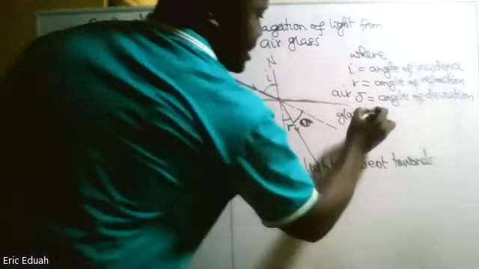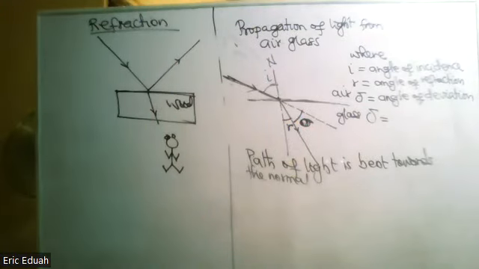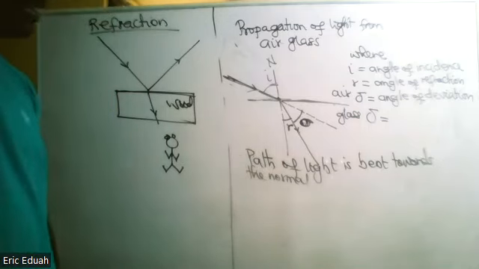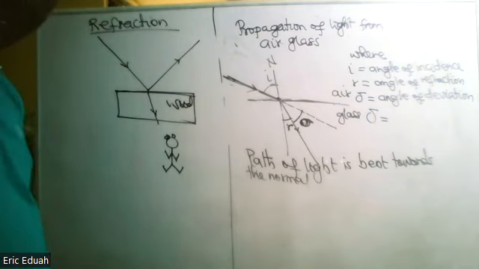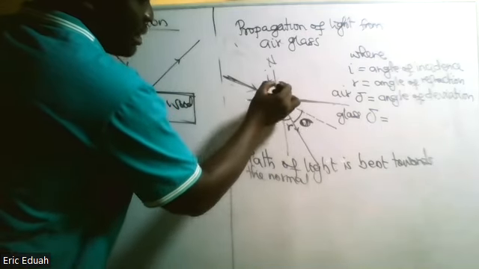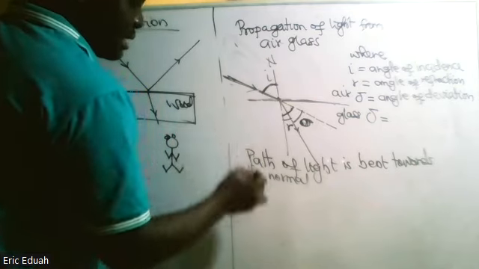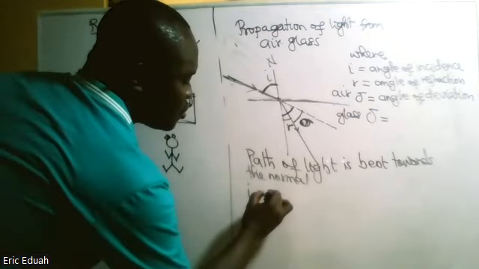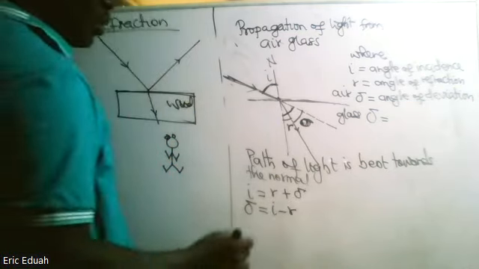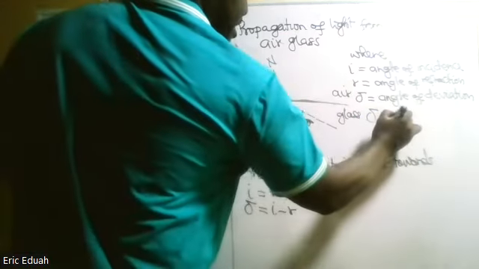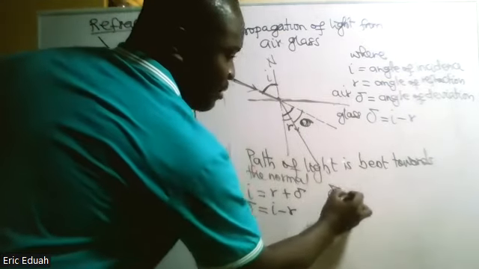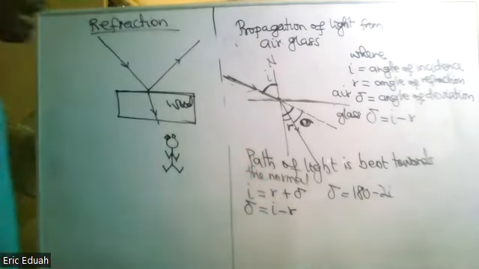I want somebody to help me get an expression for the angle of deviation, which I'm representing by sigma, in refraction. I minus R. Good. Look at this whole angle. This angle is equal to this angle. So the angle of incidence I is equal to the angle of refraction plus the angle of deviation. Therefore, the angle of deviation is equal to I minus R. So under refraction, the deviation is given by I minus R. And under reflection, don't forget we derived that the deviation is given by 180 minus 2I, or 2R.